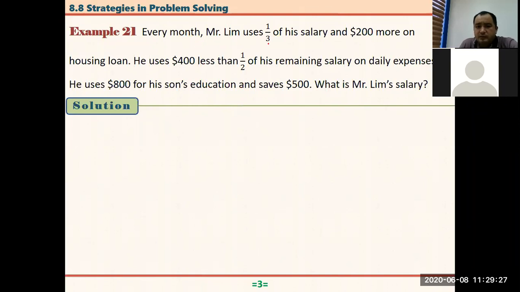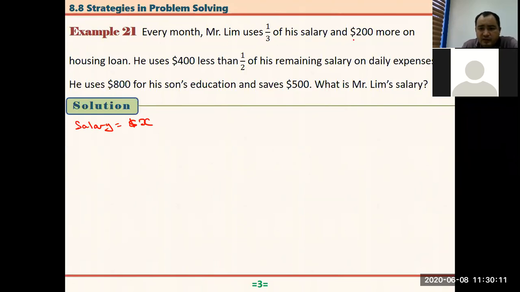So every month, Mr. Lim uses 1/3 of his salary and $200 more on housing loan. He uses $400 less than 1/2 of his remaining salary on daily expenses. He uses $800 for his son's education and saves $500. What is Mr. Lim's salary? Now, Mr. Lim uses 1/3 of his salary. What is his salary? We don't know. So let's say first, Mr. Lim's salary is X dollars, right?